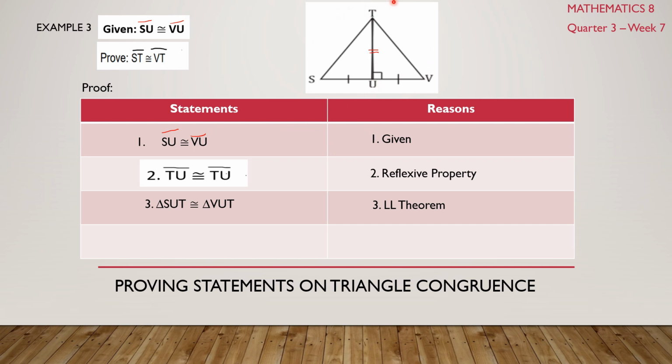Next, since we have proved that these two right triangles are congruent, the remaining corresponding parts are congruent as well. So our statement will be side ST is congruent to side VT. What will be our reason? Again, our reason will be CPCTC, or corresponding parts of congruent triangles are congruent.